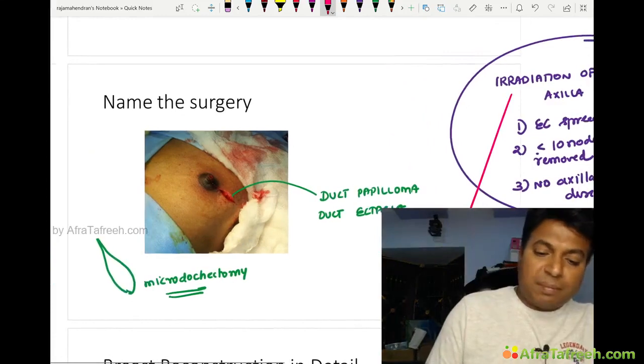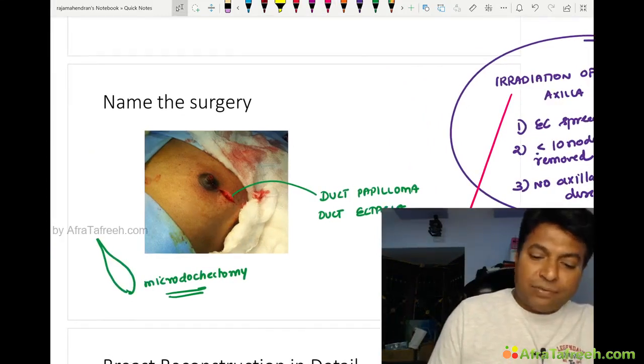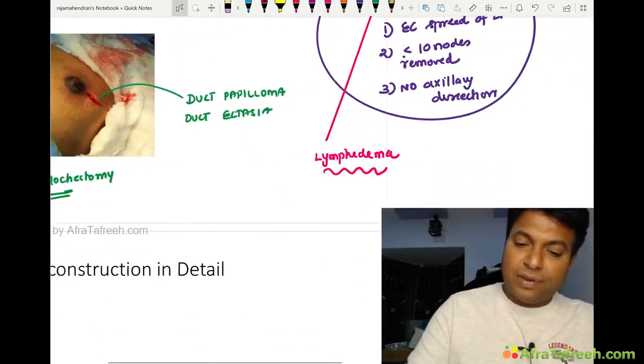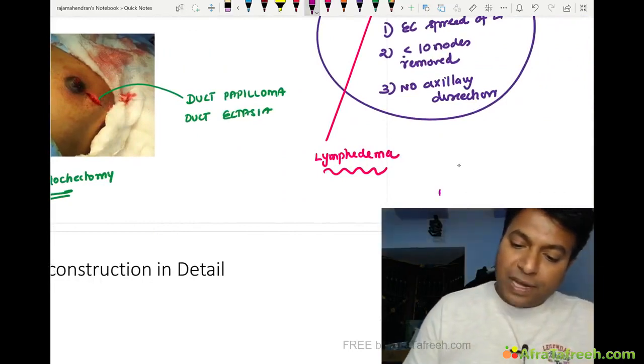So only the microdochectomy image is shown here. I have not shown the Hadfield operation. Don't get confused with Hadfield. Hadfield is different.